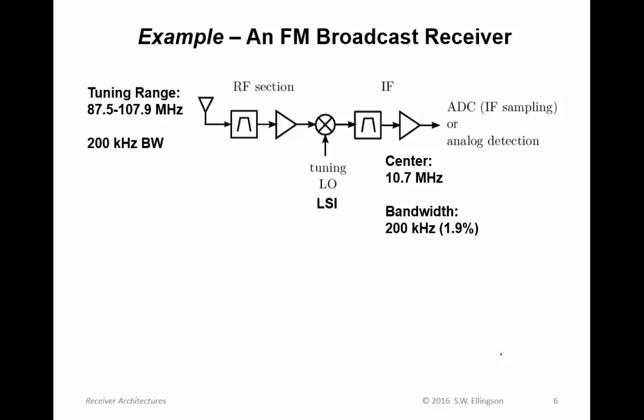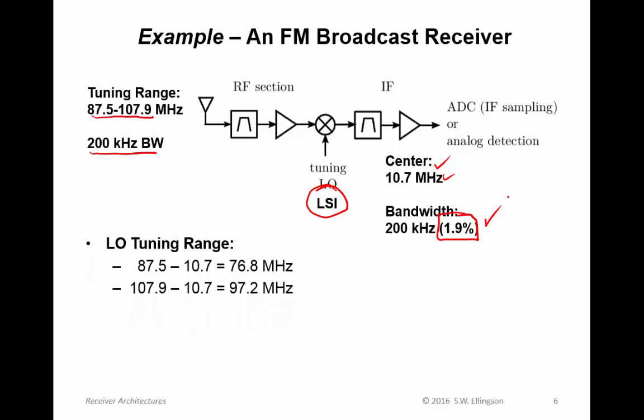So here's an example, an FM broadcast receiver. FM broadcast exists at frequencies from 87.5 to 107.9 megahertz. Each FM signal is about 200 kilohertz wide. In this particular example, I'm going to use low side injection to get the signal to a center frequency of 10.7 megahertz. Therefore, that's the IF frequency. The bandwidth now at this IF represents a fractional bandwidth of 1.9%, which is totally manageable from a filter design perspective. The LO tuning range, since we're using low side injection, is from 76.8 to 97.2 megahertz.